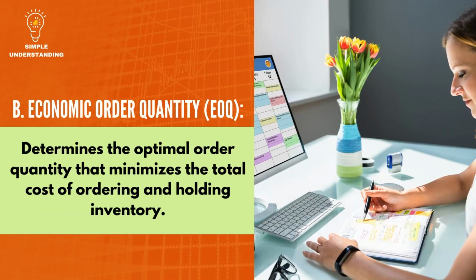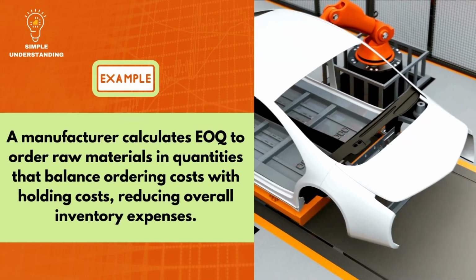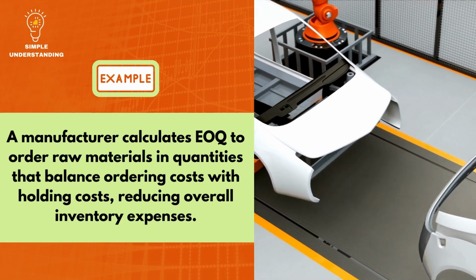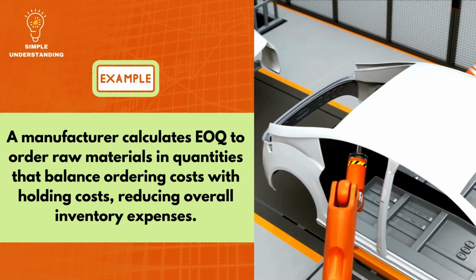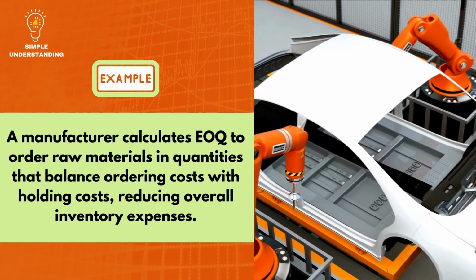B. Economic order quantity, EOQ, determines the optimal order quantity that minimizes the total cost of ordering and holding inventory. Example: a manufacturer calculates EOQ to order raw materials in quantities that balance ordering costs with holding costs, reducing overall inventory expenses.